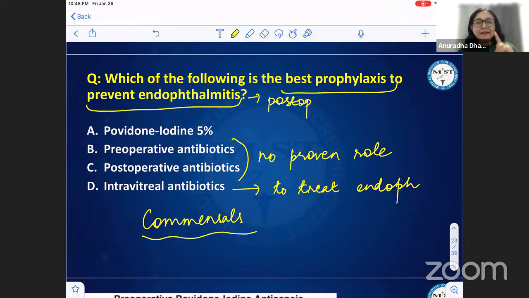So as prophylaxis, the best and the proven method to prevent post-op endophthalmitis, dear friends, is povidone iodine. We use 10% solution to paint the skin around the eye for the skin prophylaxis, and 5% solution is put in the conjunctival sac to have antisepsis in that area.